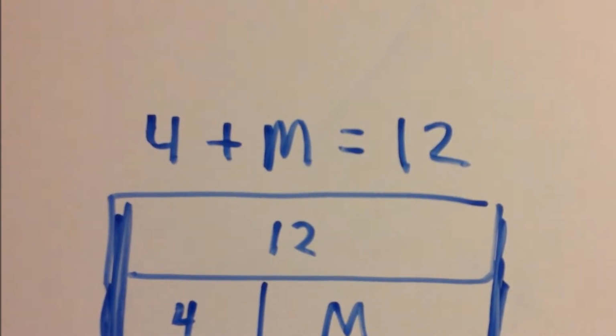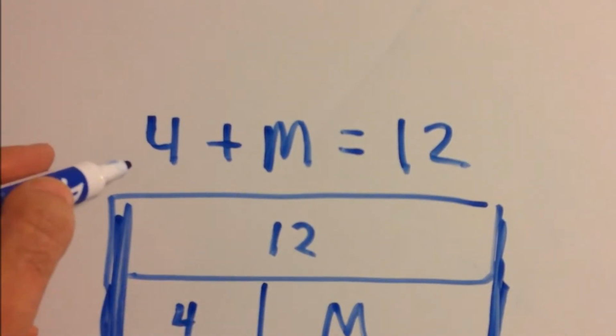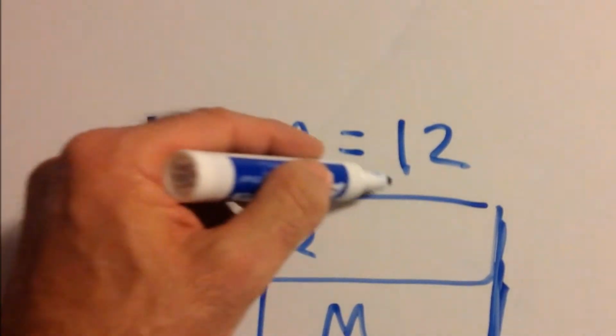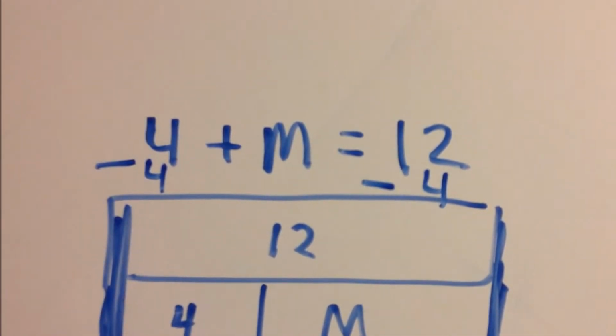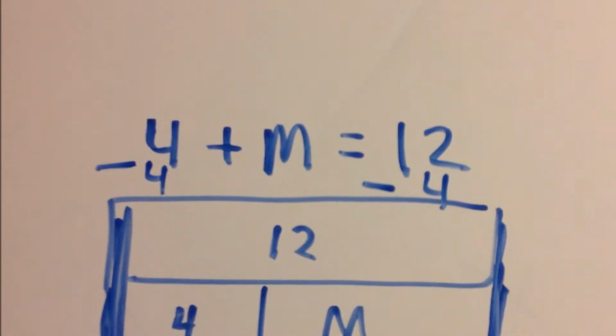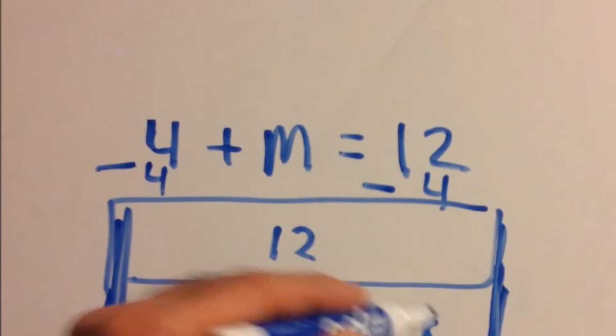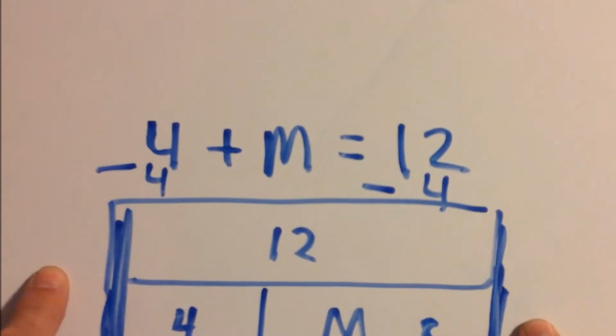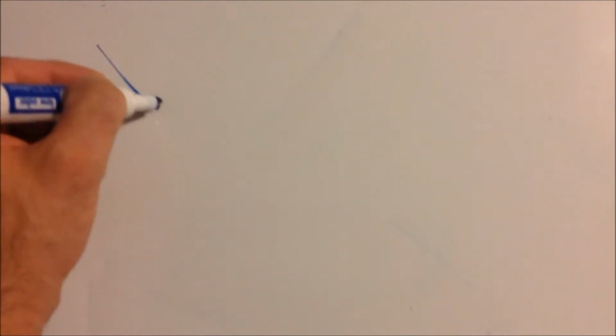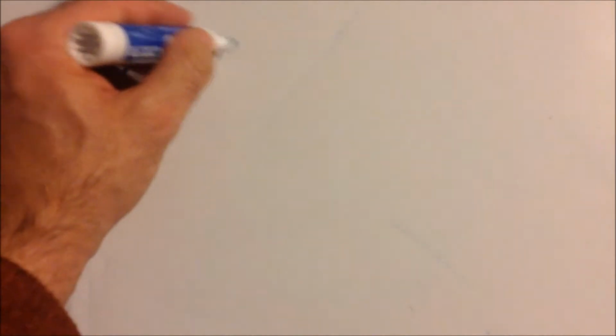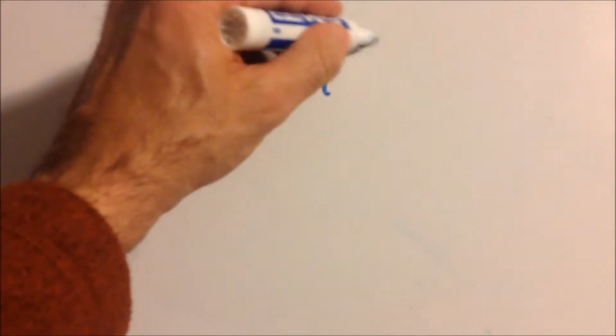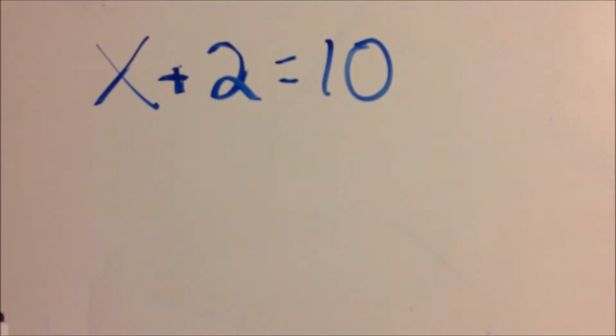And obviously now we can solve this by subtracting 4 on both sides. Right? And we have m equals 8. Right? So m equals 8, so we can put an 8 there. But this is how we modeled 4 plus m equals 12. Okay, let's look at another example here. Let's say we had x plus 2 equals 10. Right? Now let's model this.